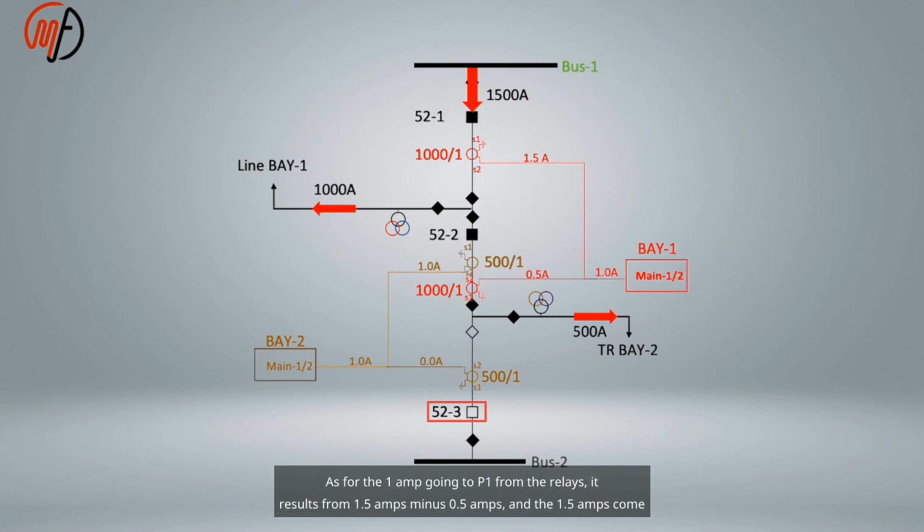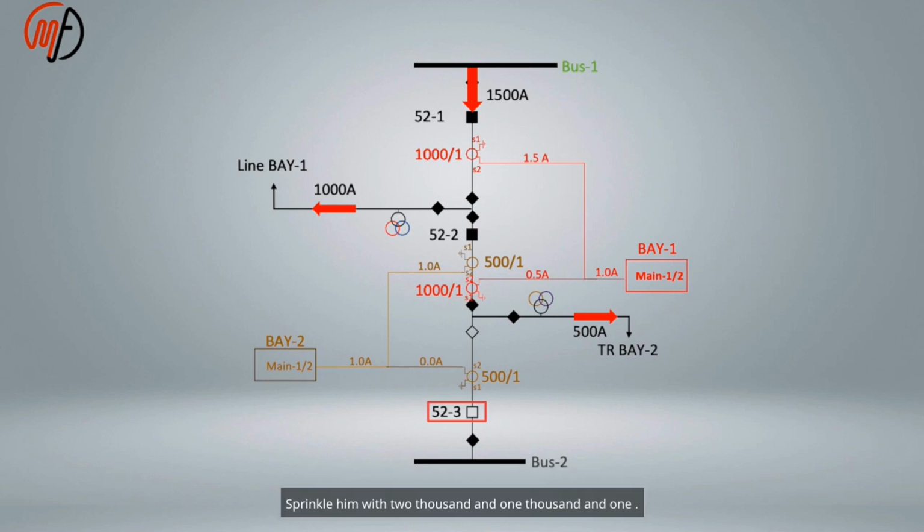As for the 1 amp going to P1 from the relays, it results from 1.5 amps minus 0.5 amps, and the 1.5 amps come from a current of 1500 amps passing through this CT, which has a CT ratio of 1000 to 1. So every 1000 amps will give me 1 amp, and therefore 1500 will give me 1.5 amps on the secondary side. This 1500 amps on the primary side will send 1000 amps to line B1, leaving 500 amps passing through this CT, which has a CT ratio of 1000 to 1. So every 1000 amps will give me 1 amp, and thus 500 amps will give me 0.5 amps.